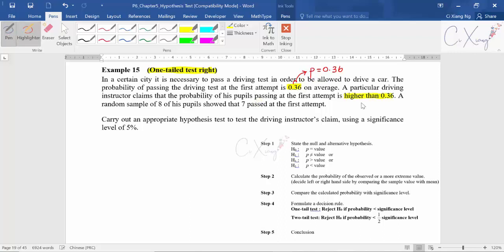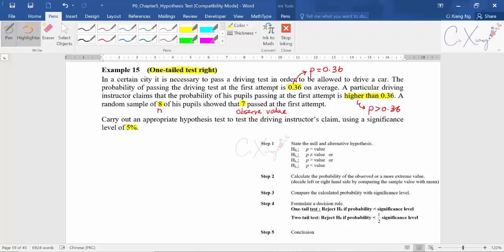For this one, this is the keyword to help you in forming the alternative hypothesis. Very obvious, higher. So your alternative hypothesis should be p greater than 0.36. Then a random sample of 8 of his pupils, so this is n, shows that 7 passed at the first attempt. This is your observed value, the 7, that you use to calculate the p-value, the probability. Carry out an appropriate hypothesis test at the significance level of 5%.